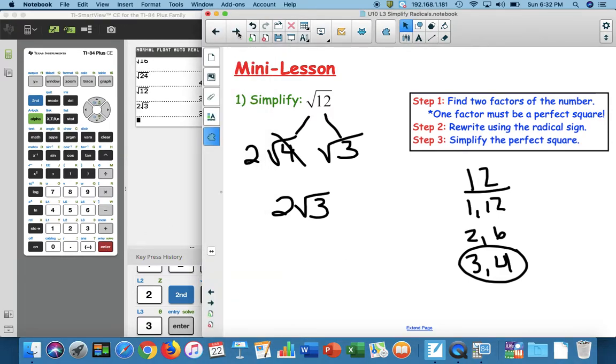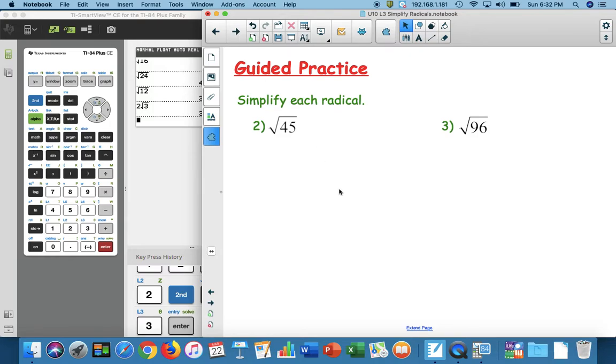All right, so let's look at another one now. So now we got 2 more here, square root of 45, square root of 96. So right now you should be pressing pause to check this.